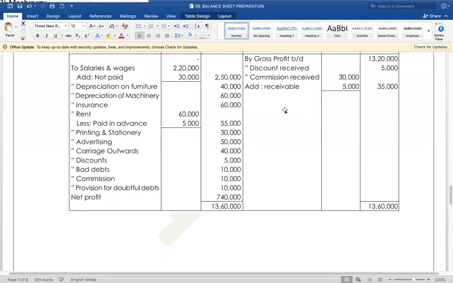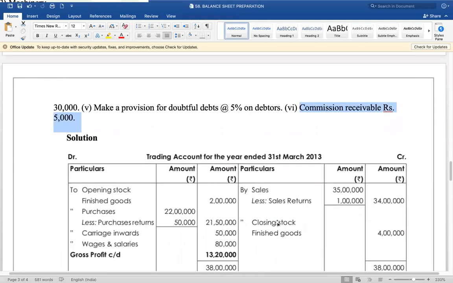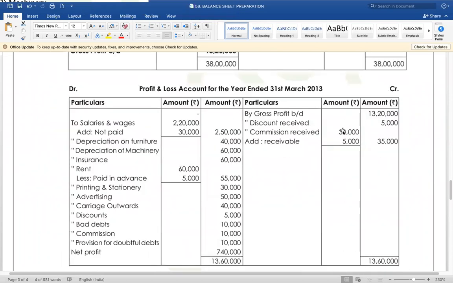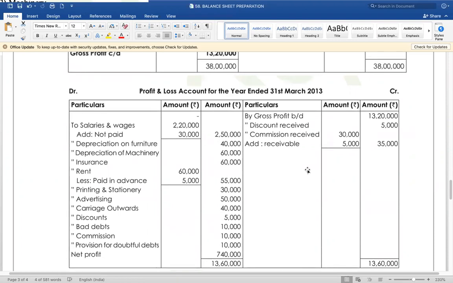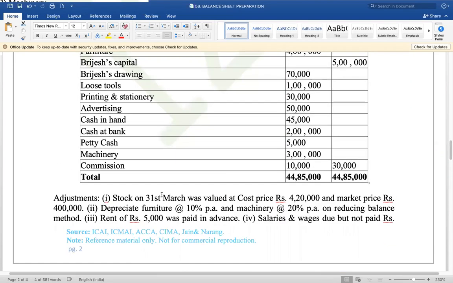Okay, and there's an adjustment here. Commission receivable 5,000. It is due. It's an asset. And also it is added in the profit and loss account. 30 plus 5, 35,000. Okay, 35,000. Right, and lastly, I have something to tell you.